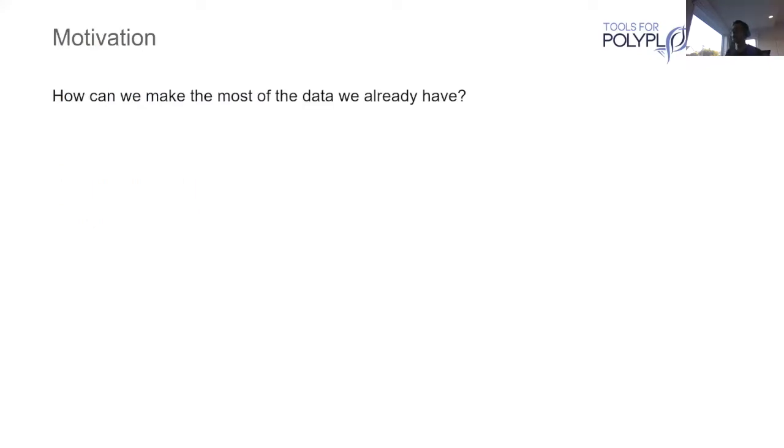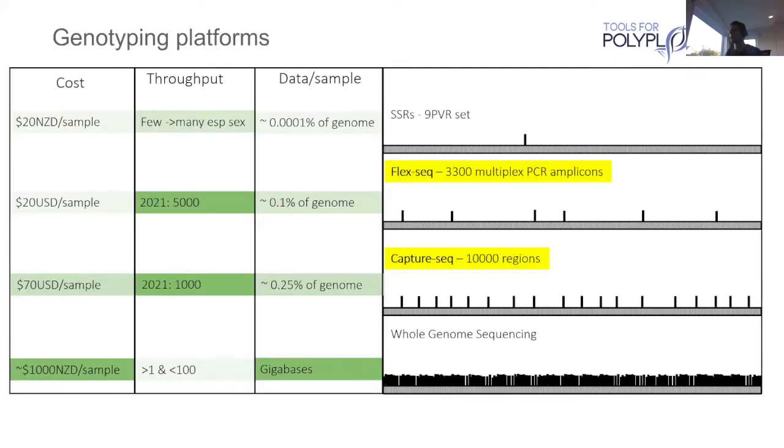So if I could sum up the motivation for this tool in a sentence, it would be to try and make the most of the data we already have. We have quite a lot of historical sequencing data, as well as an increasing volume of new sequencing data at Plant and Food.